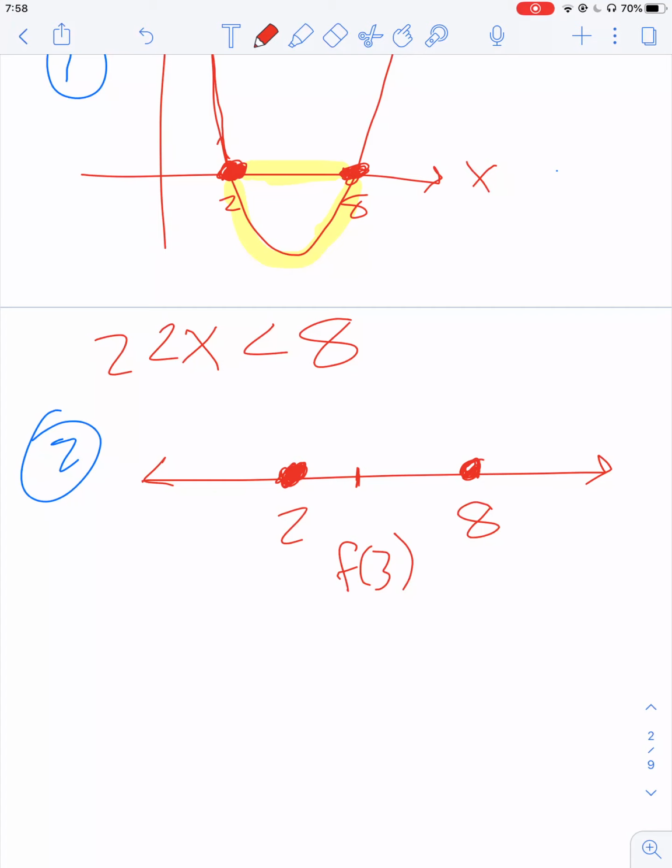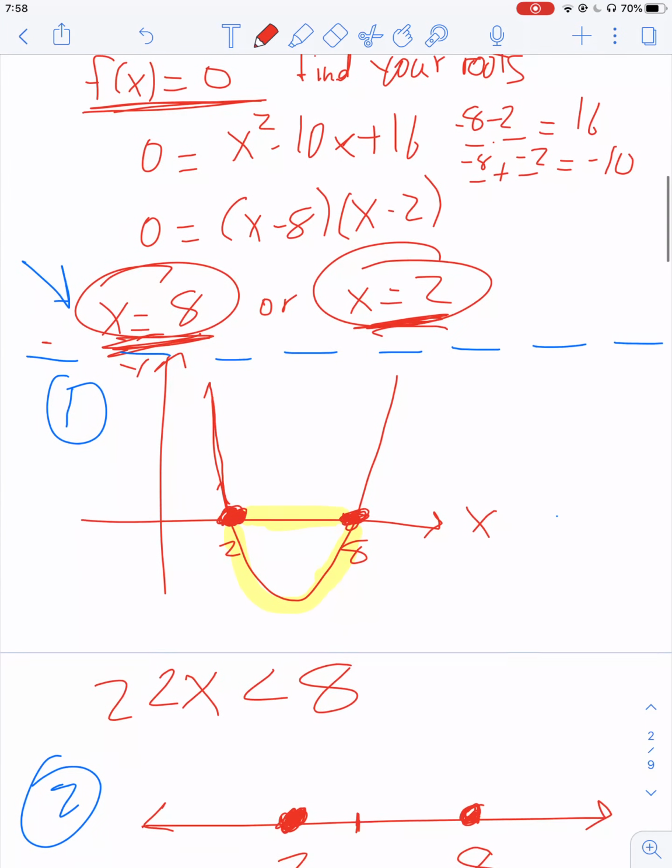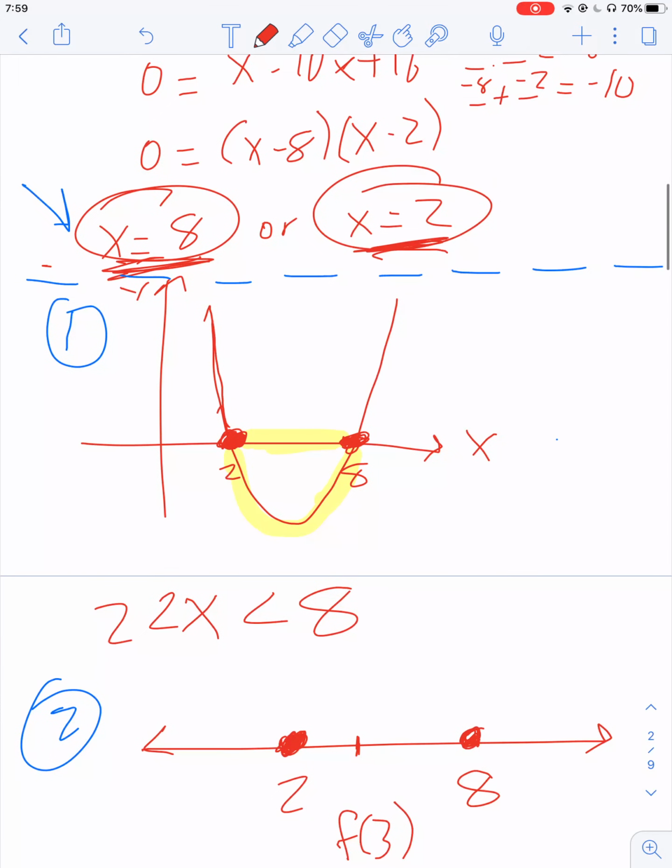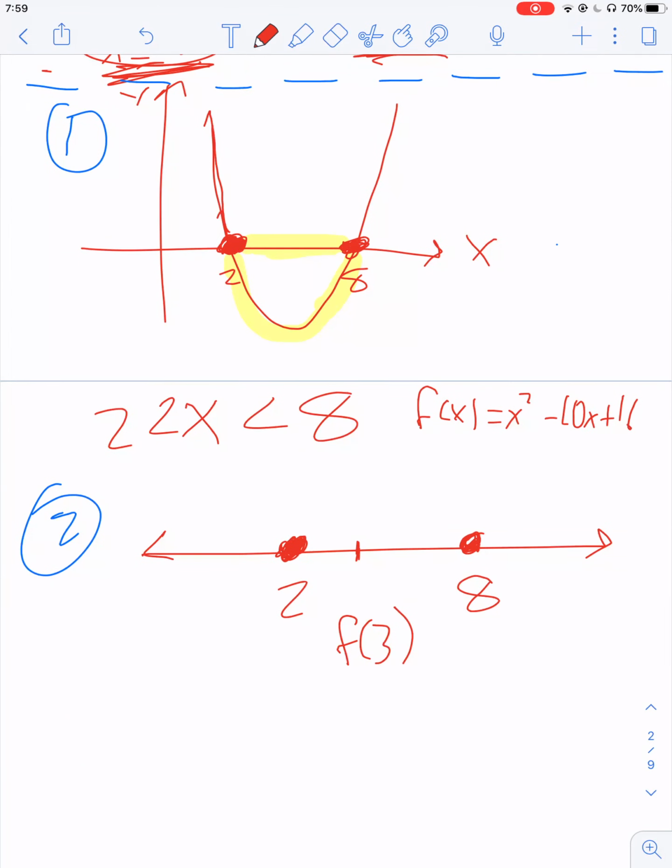F of 3 is equal to, so let me just recopy f of x. It's x squared minus 10x plus 16, so f of x is equal to x squared minus 10x plus 16. So once I find f of 3, f of 3 will equal 3 squared minus 10 times 3 plus 16. Okay, and I'm hoping that this is going to be a negative number. Okay, so 3 squared minus 10 times 3 plus 16 gives me minus 5. Okay, because this is negative, that means the entire interval between 2 and 8, everything has to be negative, okay?